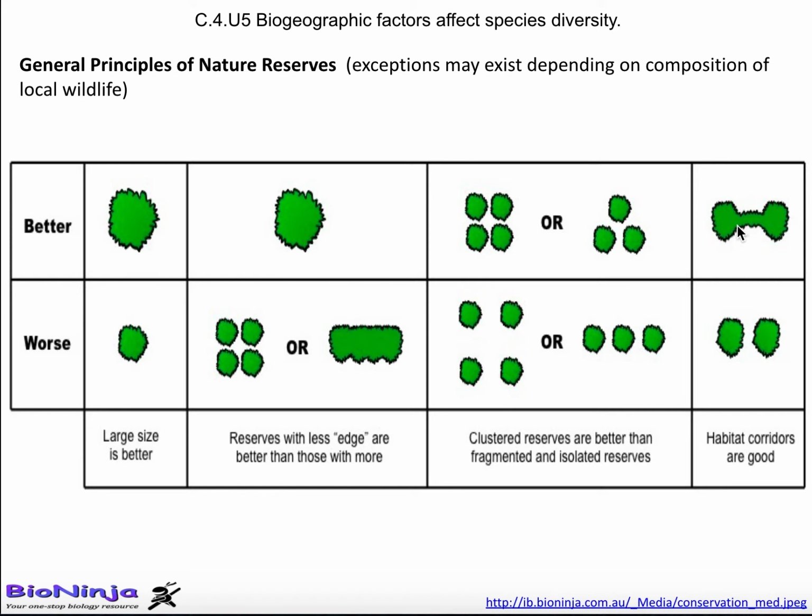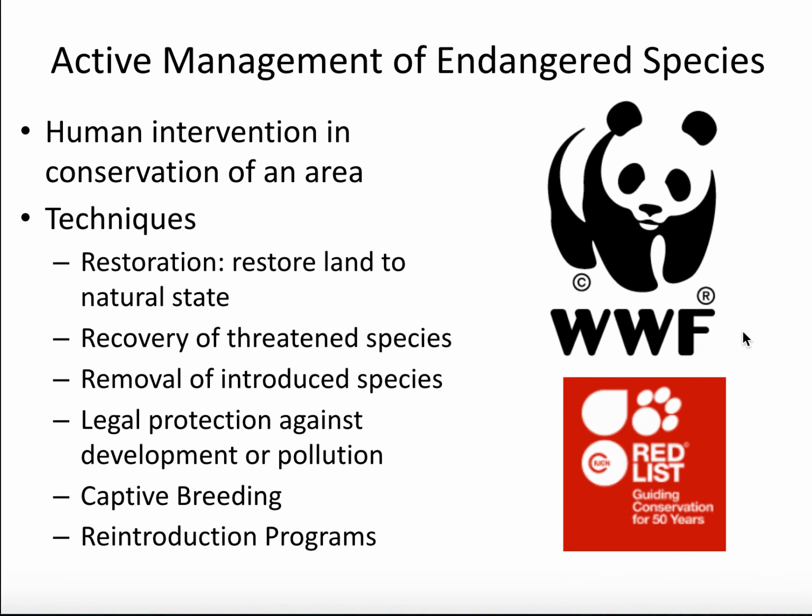This is showing a habitat corridor, which could be built very easily here between these ones. So corridors are better than isolation. So these are some rules for governments or organizations when they're building nature reserves to benefit the biodiversity in those areas or in those reserves, so that species can keep it populated and keep it very diverse.